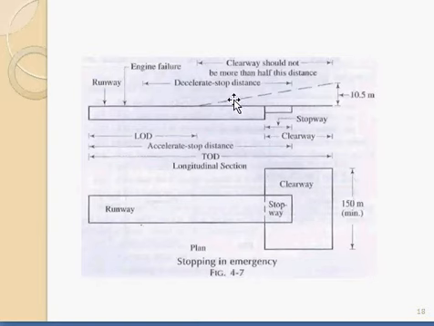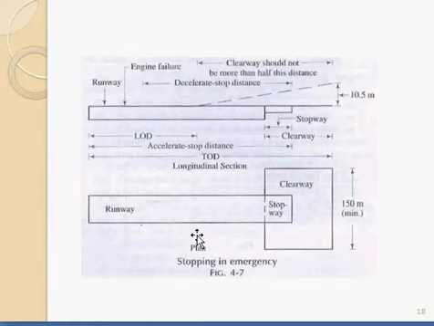Here you can see the speed will be reducing. This total distance from here to here is known as the accelerate stop distance, and from here to here it is known as the decelerate stop distance. So you have to consider this accelerate stop distance also. And at the end you can also provide a stopway and a clearway, or either one only can also be provided.